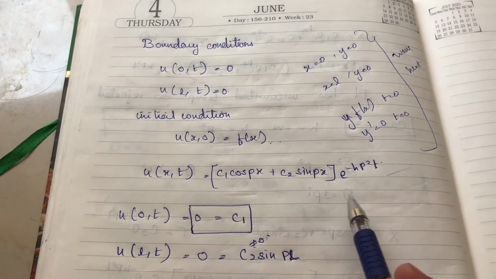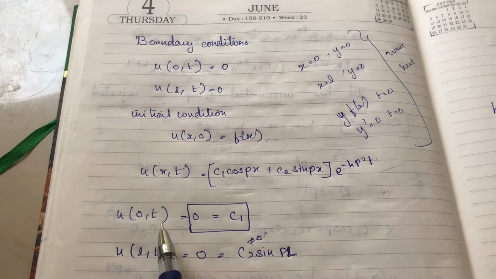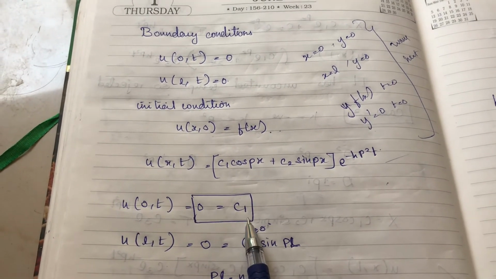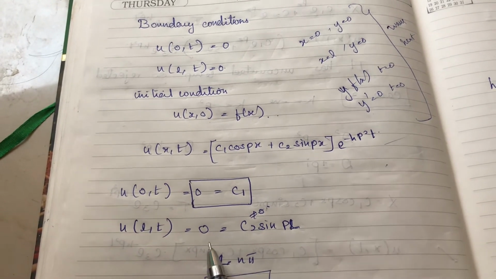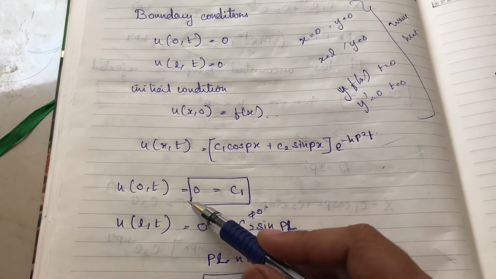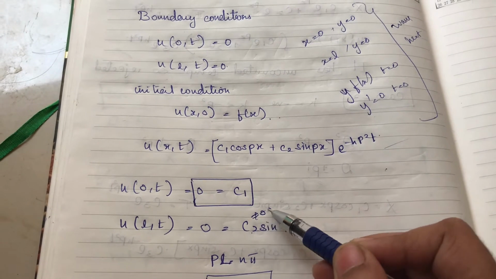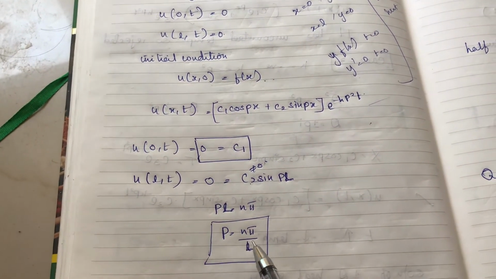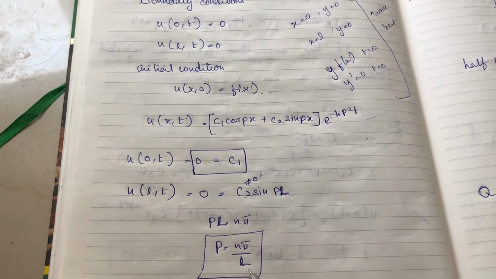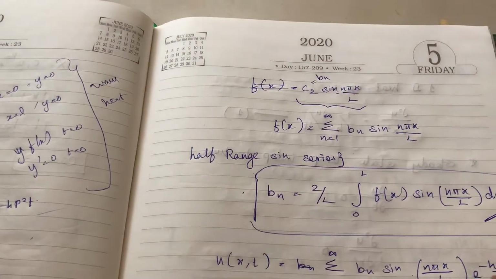This is u(x, t). So I'm just substituting 0 and t, I will get C1 as 0. And if I substitute L and t, I will get this term. You can see C1 is 0, so C2 will not be equal to 0. So sin(pL), where p is n pi by L, right? So this is the thing.